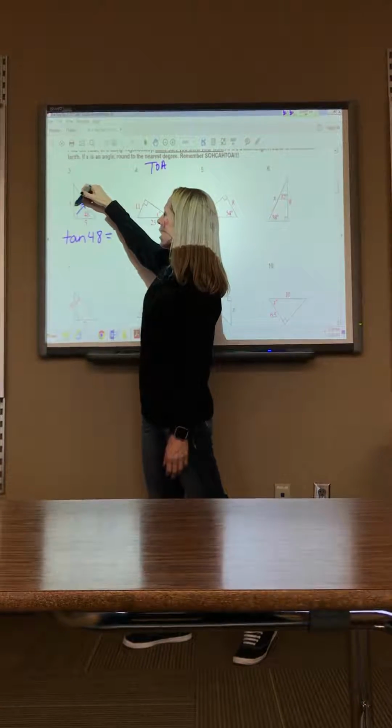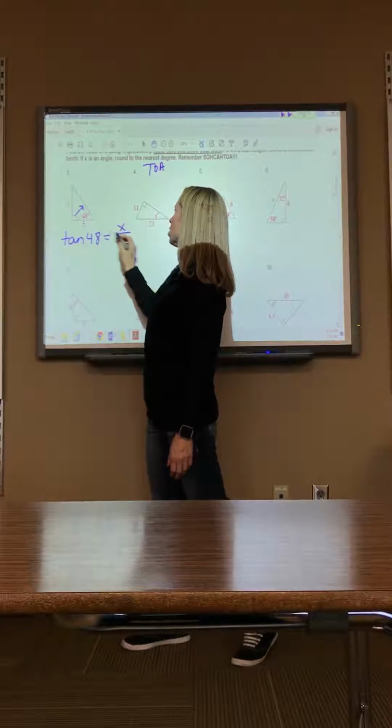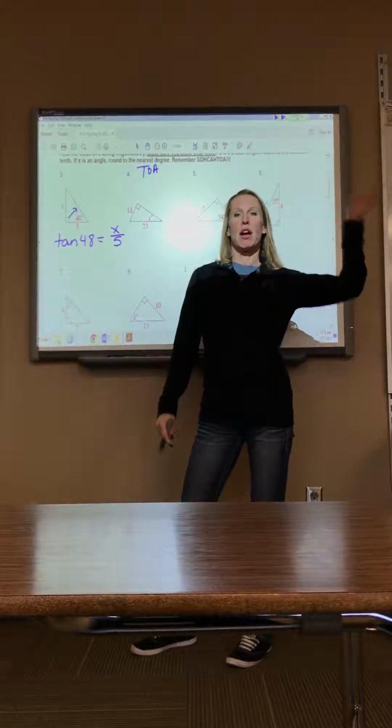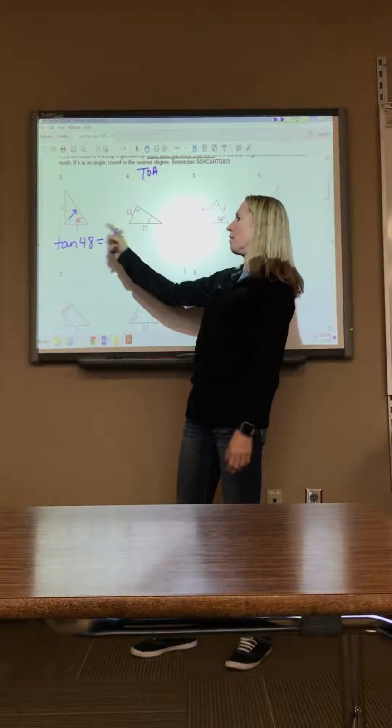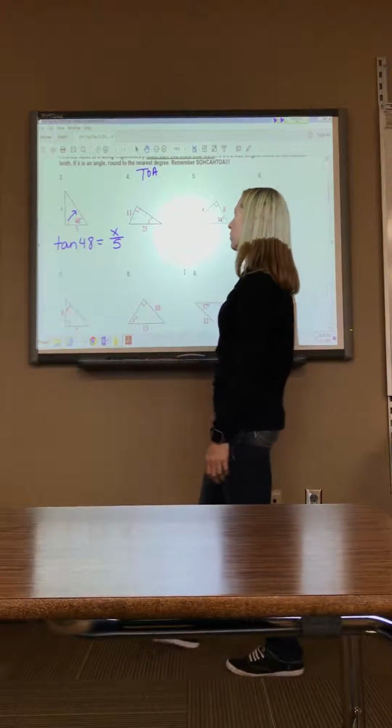So opposite the 48 degrees is x, over adjacent is 5. And remember, if x is up high, that's how you know to multiply. So you'll multiply 5 times tan 48 to get that answer.